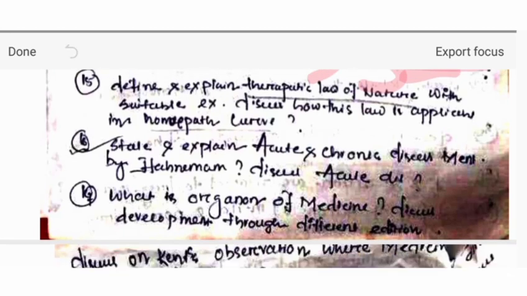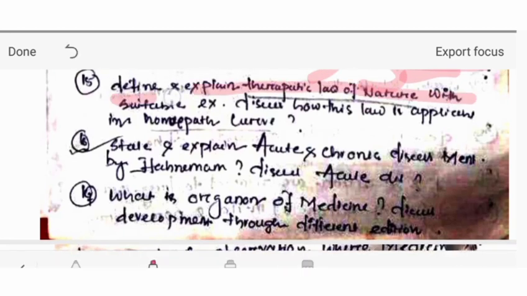Then define and explain the therapeutic law of nature with a suitable example, and how the law is applicable to homeopathic cure. These two questions are now combined. One is the therapeutic law of nature, aphorism 26. Then how the law is applicable to homeopathic cure, go for aphorism 31.